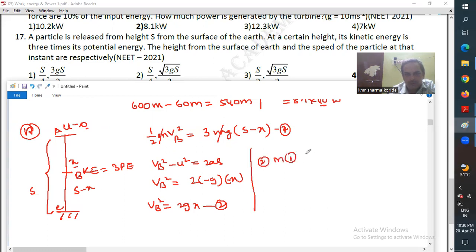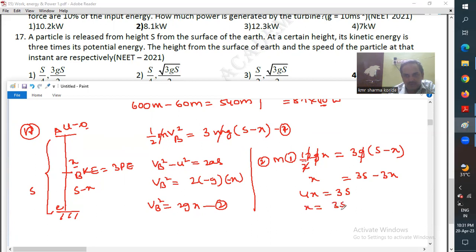So therefore 2gx is equal to 3g of s minus x. Then g and g get cancelled. There is one more half here, this 2 and 2 get cancelled. So now 3s minus 3x is equal to x. So 4x is equal to 3s. Now x is equal to 3s by 4.